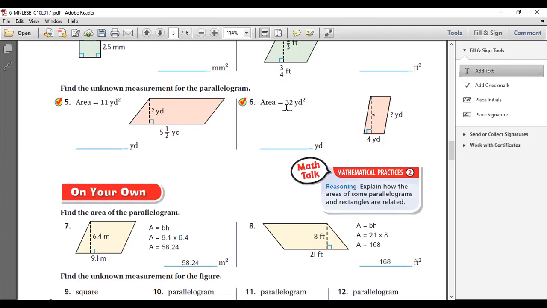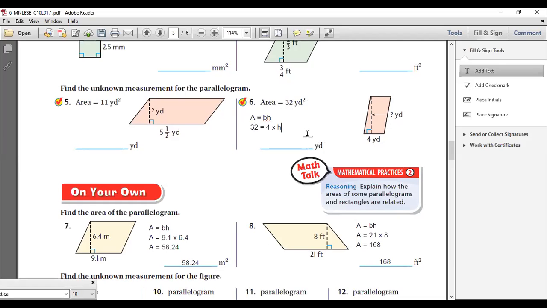Okay, here they have given area is equal to 32 square yards. Okay, so first start by writing the formula. A is equal to BH. Okay, so what's the area given to be? It's given to be 32. Okay, now here they are asking the height. You can see the question mark, you have to find the height. So what's the base? It's 4 multiplied by height, which we don't know. So we leave it as 4 multiplied by h.